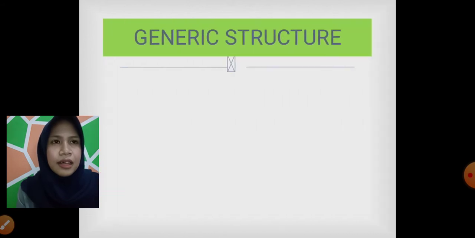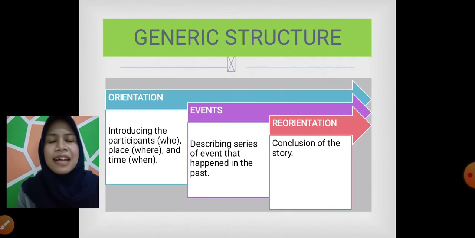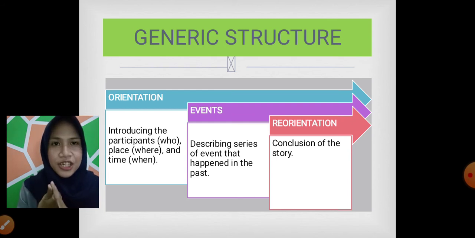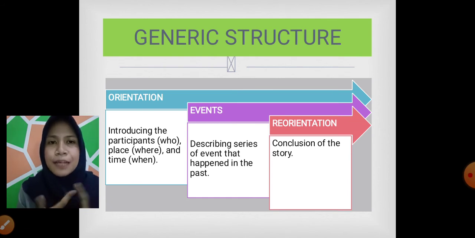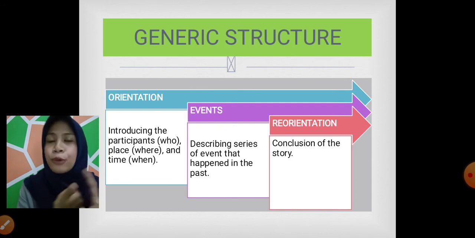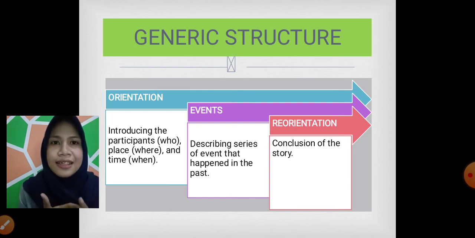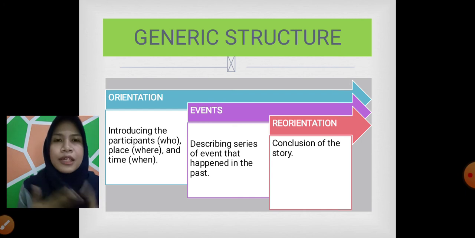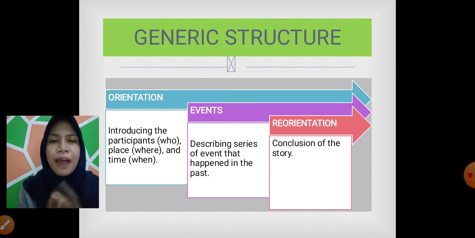Okay, the generic structures of recount text. There are three generic structures. The first is orientation, the second is event, and the last is reorientation. Orientation is introducing the participants, place, and the time the story takes place. So this is the background of the story: the who, where, and when the story takes place. The orientation is usually in the beginning of the paragraph.